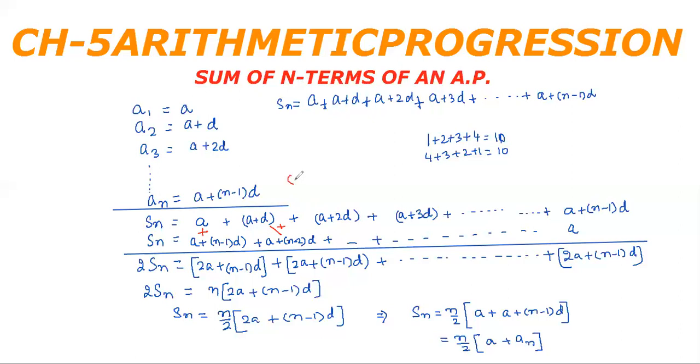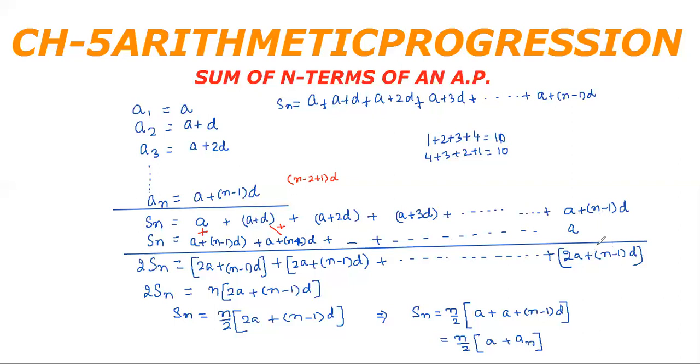2 plus 1)d, that makes it (n minus 1)d. It will again be (n minus 1)d. Similarly, if I keep on adding and moving like this, in the last I will again get 2a plus (n minus 1)d.